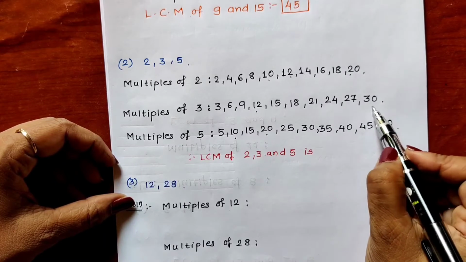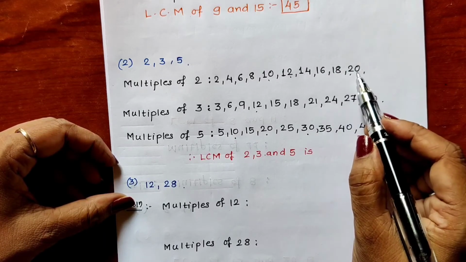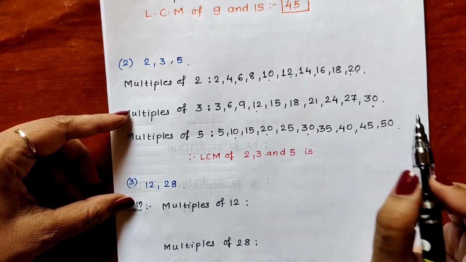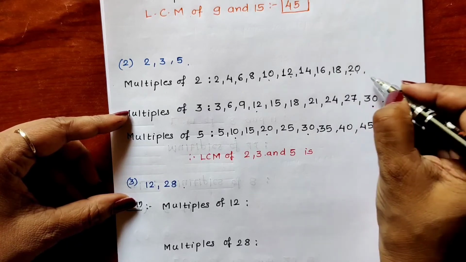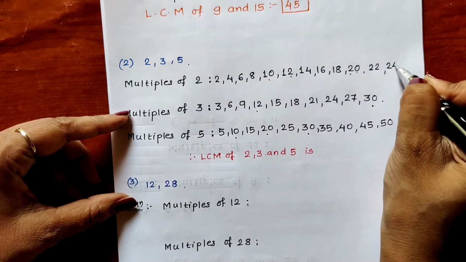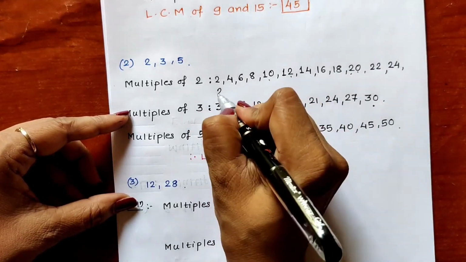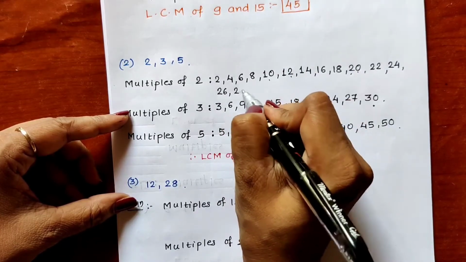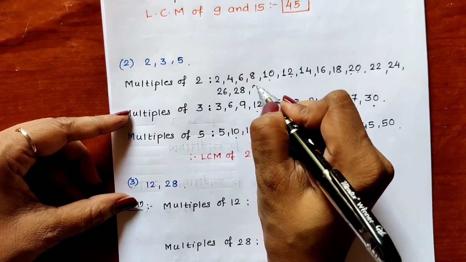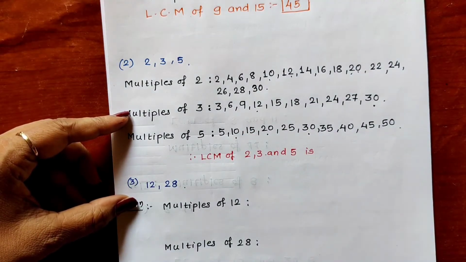Okay, 30 is there in multiples of 3, 30 is there in multiples of 5, but here at 20 it ends. So we can extend the multiples of 2. 2 tens are 20, so 2 11s are 22, 2 12s are 24, correct? 2 13s are 26, 2 14s are 28, 2 15s are 30. Till 30 I can write 2 15s are 30, correct?